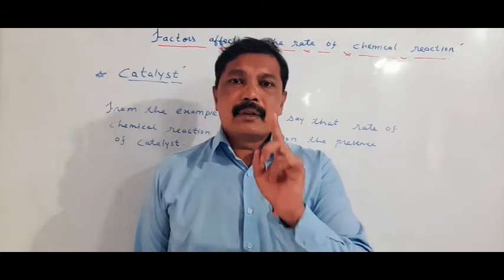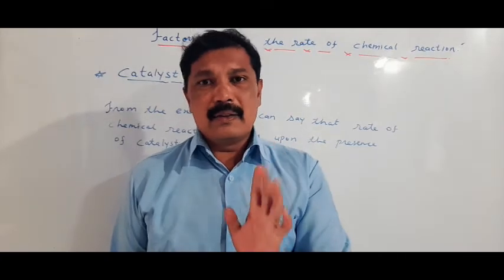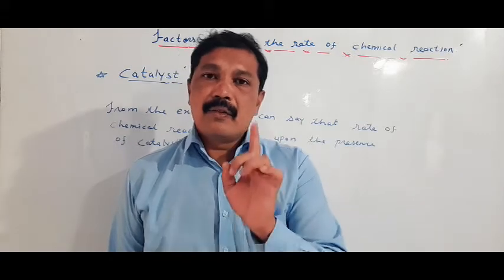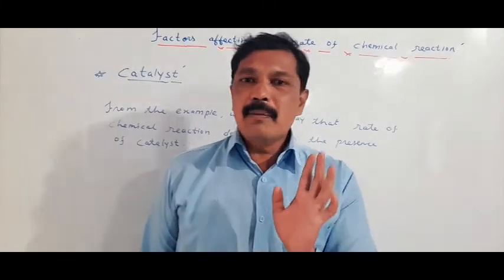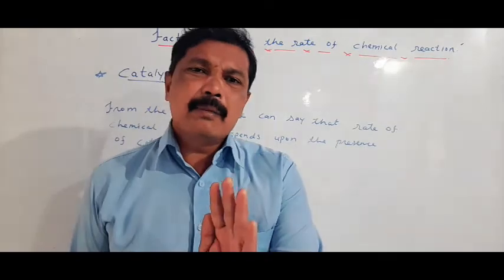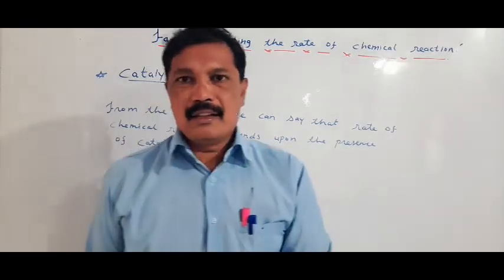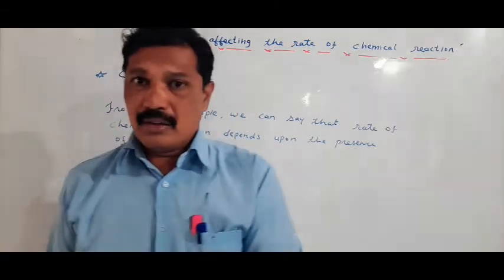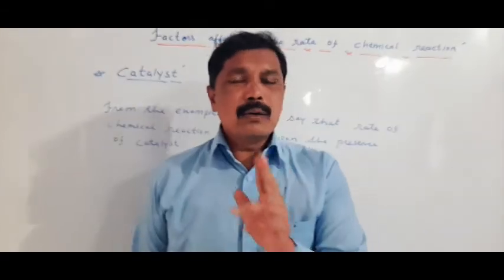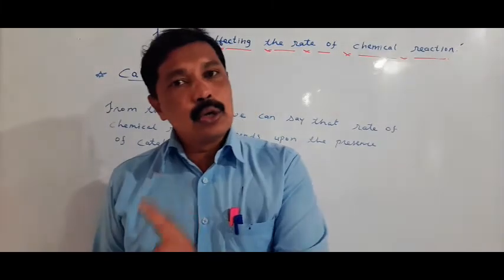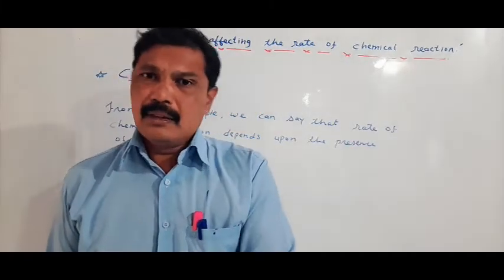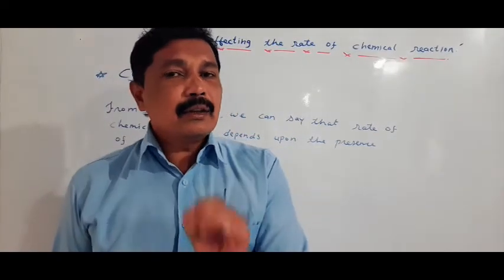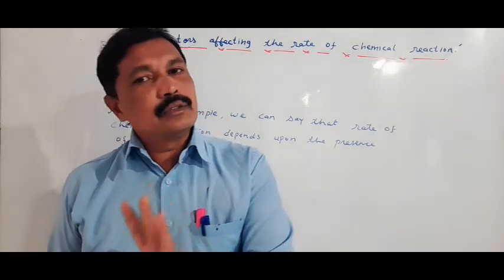Concentrated hydrochloric acid reacts fast with calcium carbonate, and calcium carbonate disappears fast, and carbon dioxide gas liberated is also fast. On the other hand, dilute hydrochloric acid reacts slow with calcium carbonate. Calcium carbonate disappears slow, and the carbon dioxide gas liberated is also slow.